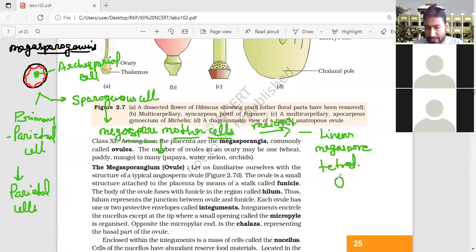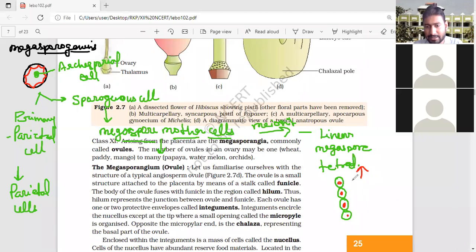And this linear megaspore tetrad means one, two, three, four. So how many are there? Four. And these four are arranged in a linear manner. So this is the linear, and this is called the linear megaspore tetrad.